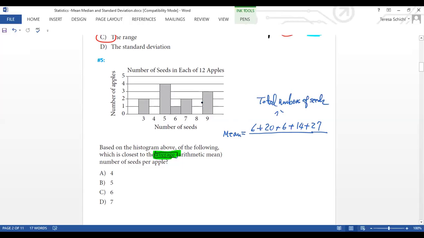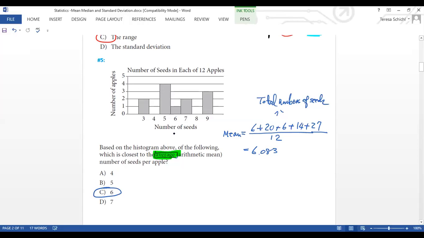Then the total divided by how many apples? I have 12 apples here. So if you put it into your calculator and do a quick calculation, it's 6.0. So the closest will be 6.